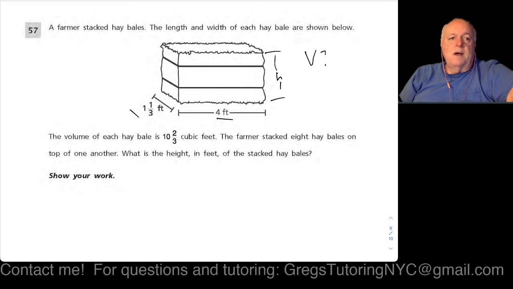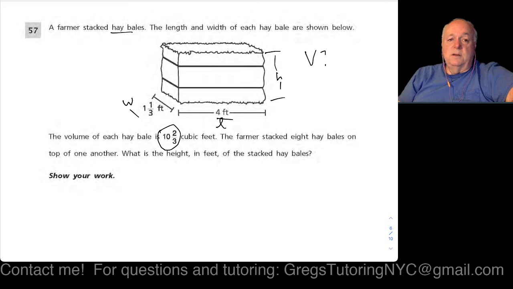So a farm of stacked hay bales, on top of each other in nice compact little bales. The length and width: traditionally the length is the longer one, and traditionally the width is the shorter one. So the length and width of each hay bale are shown below. The volume of each bale is 10 2/3. All right, so I was right. The farmer stacked 8 hay bales on top of each other.